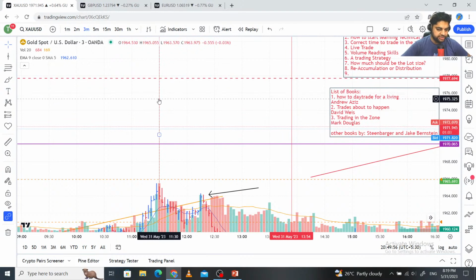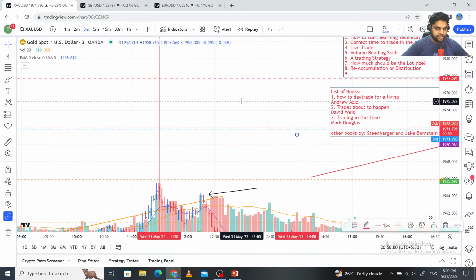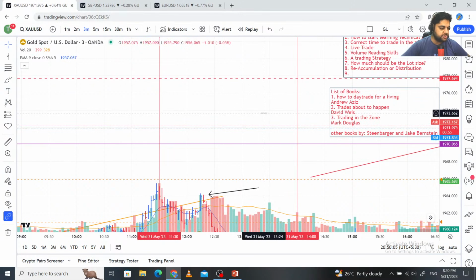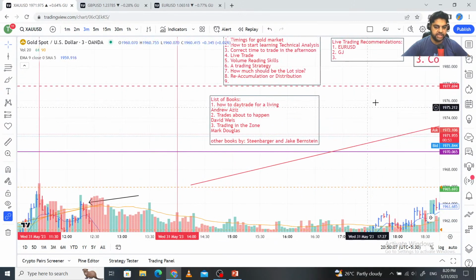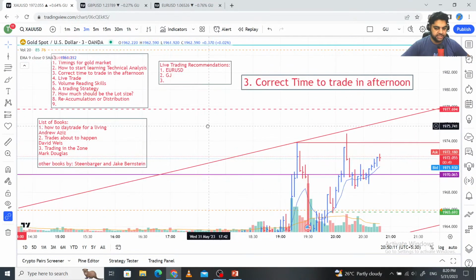You can start your trading journey at 11:30, and you can trade all the way up to 2 p.m. So this is 2.5 hours. You can select any 1 hour or maybe the full 2.5 hours, and that will be good for your trading. Okay, so this is the correct timing to trade.